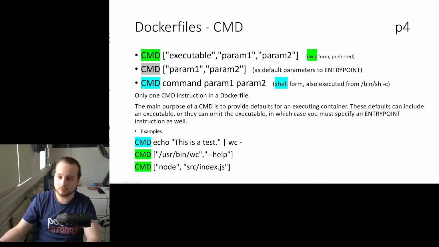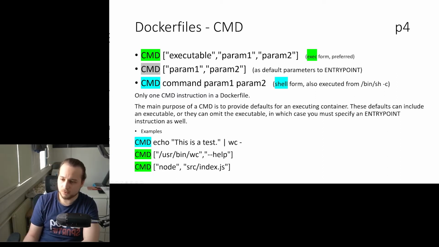So here we have a similar instruction, the CMD. The main purpose of CMD is to provide defaults for an executing container. These defaults can include an executable, or they can omit the executable, in which case you must specify an ENTRYPOINT instruction as well. We'll see ENTRYPOINT and CMD soon, but they work together. What's important to note is that there's only one CMD instruction in a Dockerfile.